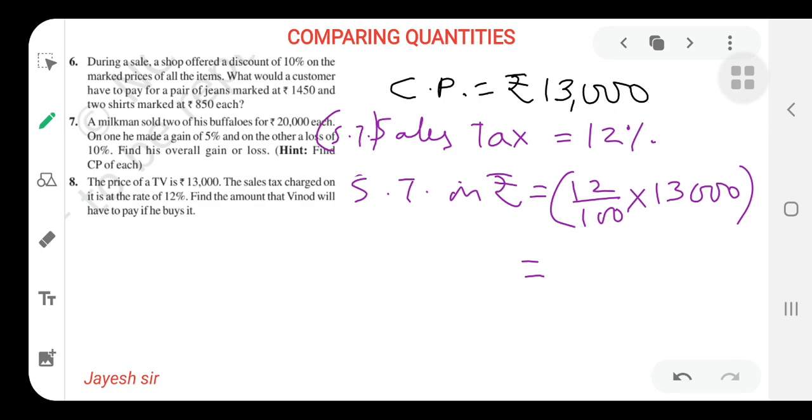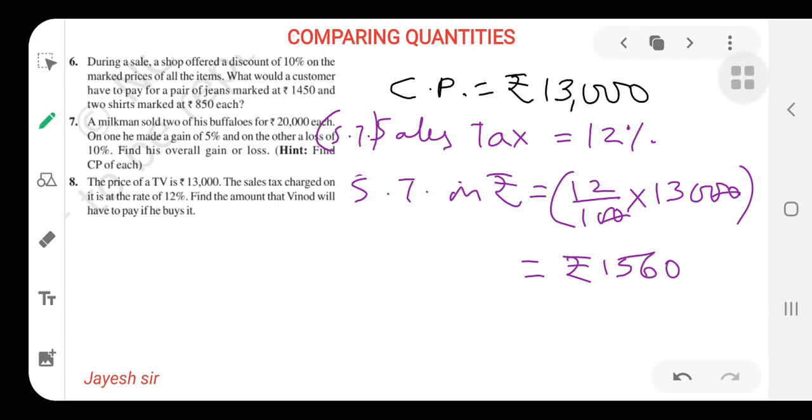So what would be the amount? The zeros cancel. Now 13 into 12 is 156. So rupees 1560, because here 130 is there, not 13. That's why it is 1560, as afterwards we are multiplying with 10.